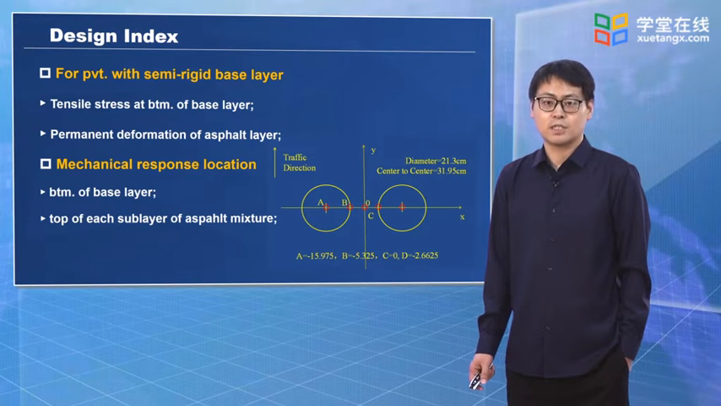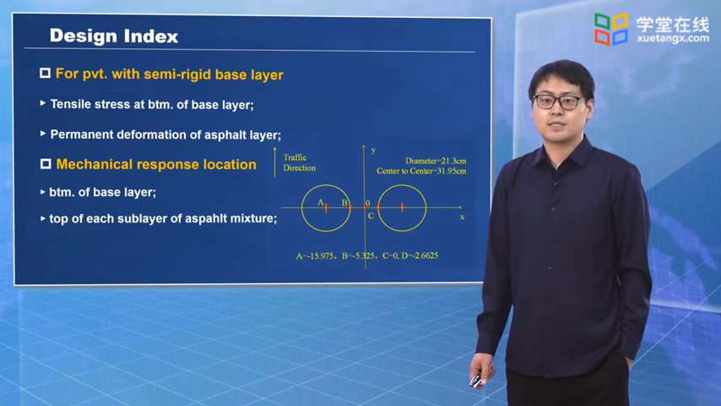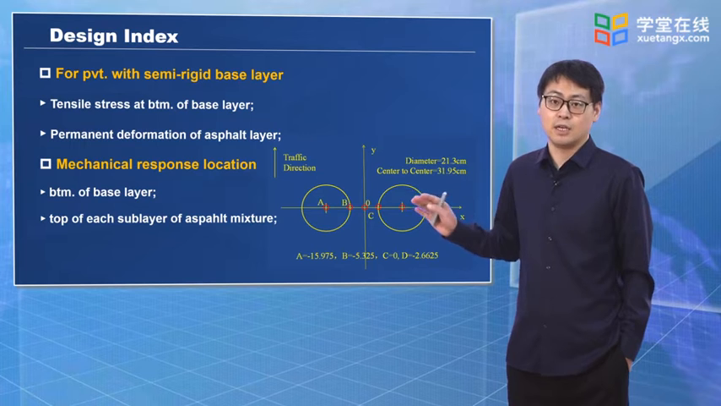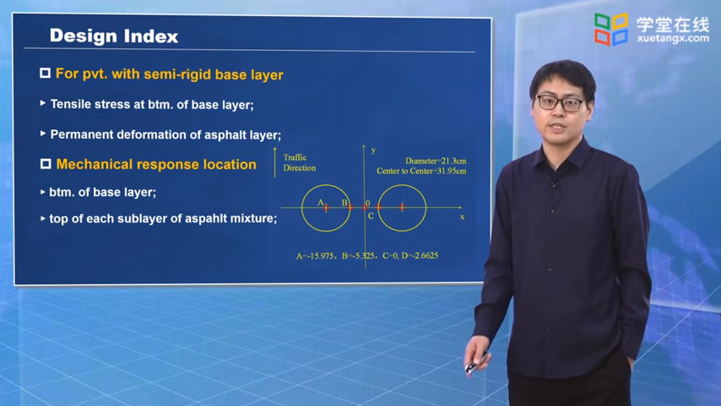For pavement structure with a semi-rigid base layer, the tensile stress of base layer needed for fatigue life calculation is at the bottom of the base layer, but in the direction of traffic direction. The compressive stress used for permanent deformation calculation is located on top of each sublayer of the asphalt layer, and the mechanical response at the 4 locations A, B, C, and D all have to be checked, and the maximum value will be used for later calculation.